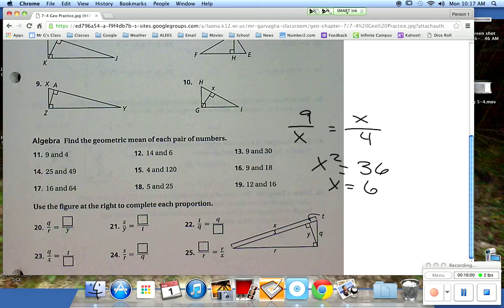And on the bottom is just complete the proportion. Look at where these are. Q and R are the big part. They're looking at the big triangle here. And Y, what is Y attached to? Well, we're looking at a leg. T would be your box, because you're looking at this triangle right here. So T would be in the box.